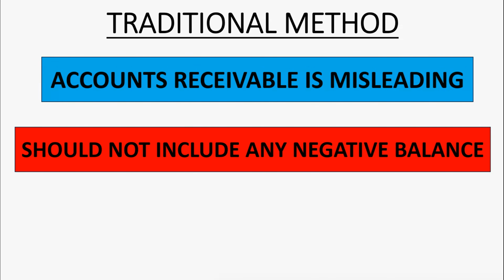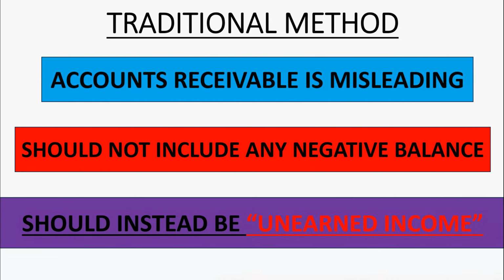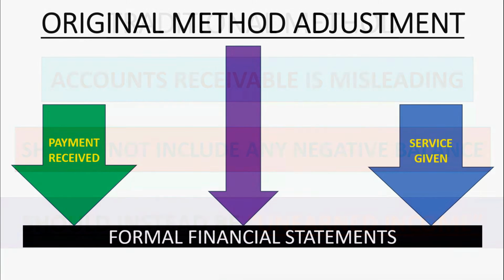That balance should not include any customer's negative balance because it throws off the amount that a person who's looking at the financial statements will understand as how much is owed in total from all clients together. That negative amount should instead be unearned income. That's the right way to classify it when presenting financial statements under generally accepted accounting principles.